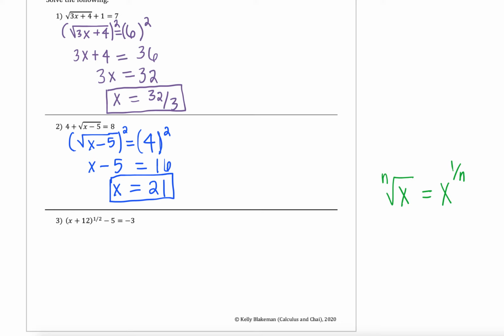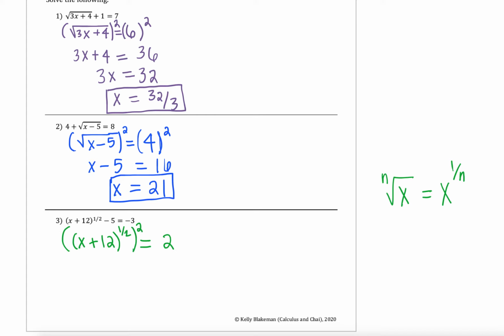So our first step to solve example 3, I want to move that 5 to the other side so that I can get the stuff that's to the 1/2 by itself. So I'm going to add 5 to the other side, and we'll end up getting a positive 2. And from here, I want to do the same thing that we were doing before.